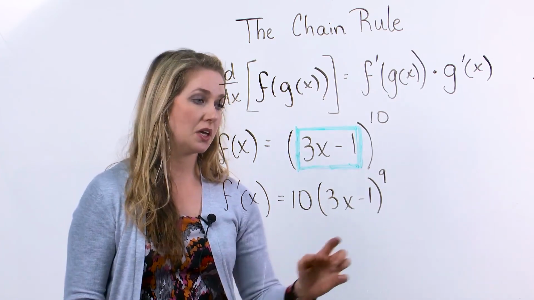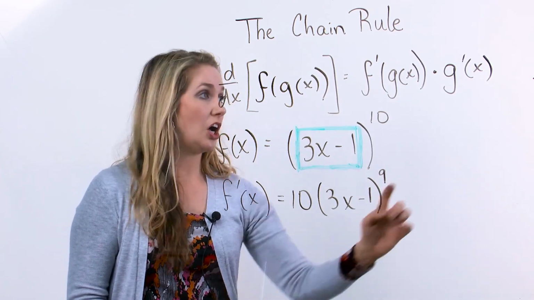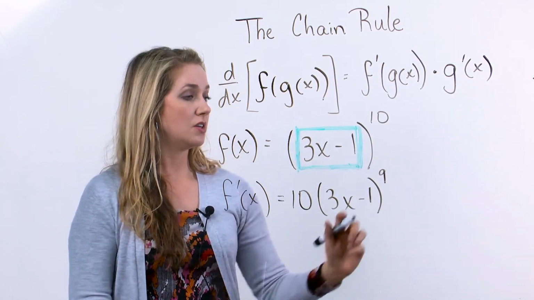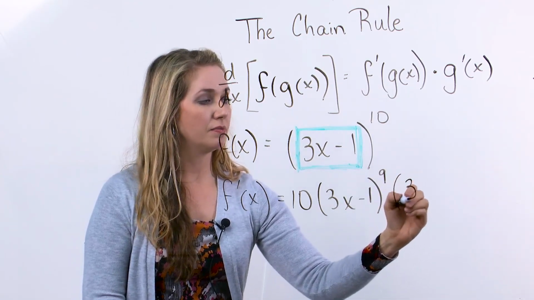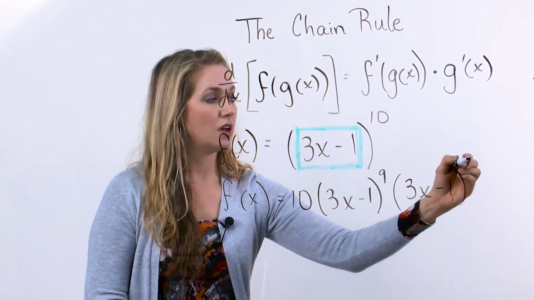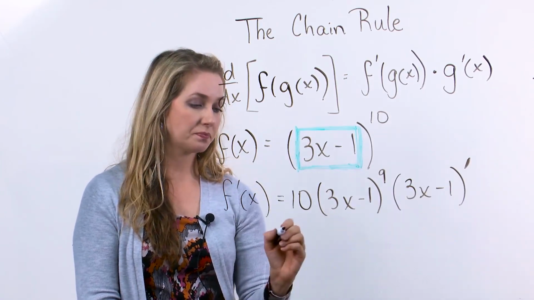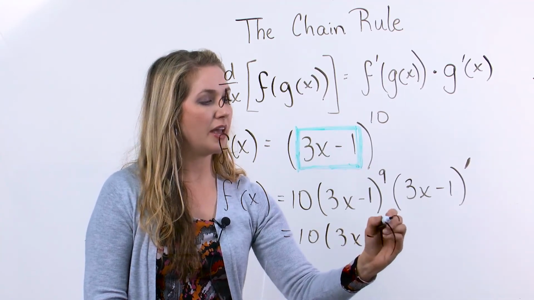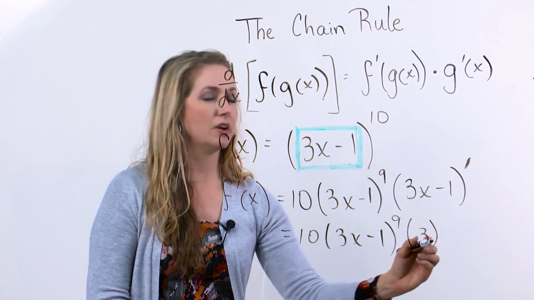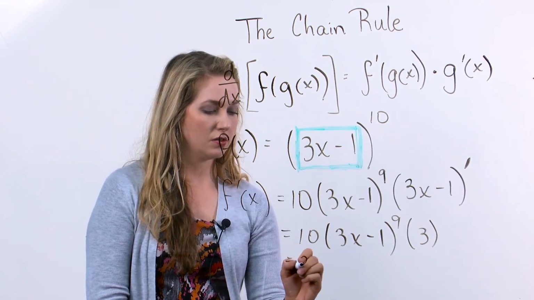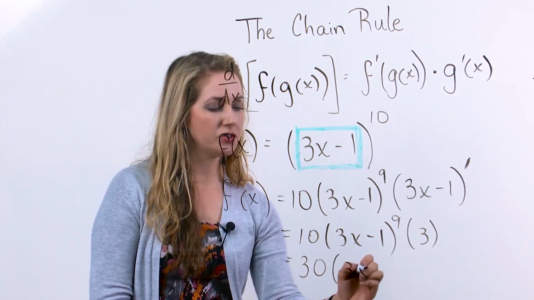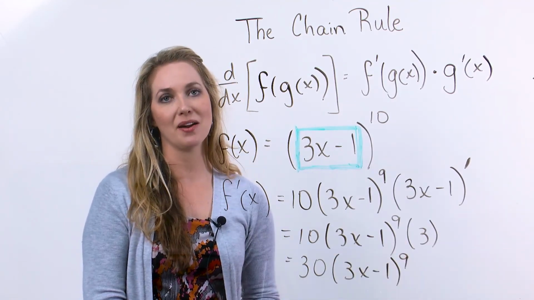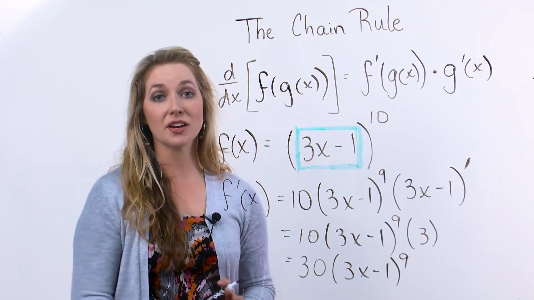However, the chain rule comes along and it says we also need to multiply by the derivative of the embedded function. So here I need to multiply by the derivative of this 3x minus 1. The derivative of 3x minus 1 is 3. So combining my constant multipliers, I get 30 times (3x minus 1) to the 9th power. Let's do one more example.